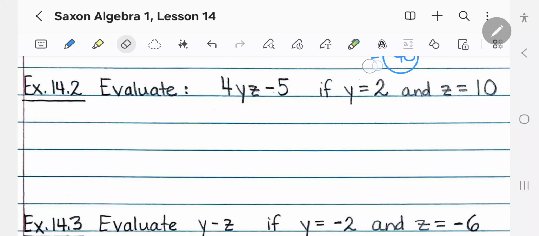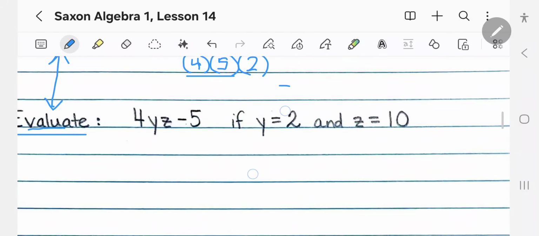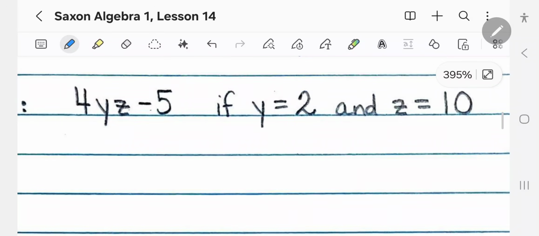14.2 says that we have this expression, and it says evaluate. Okay, that just means exactly the same thing as find the value of, but they're going to start using that. It's a little shorter for them to write, right? It just means find the value of. And we've got 4yz minus 5 if y is equal to 2 and z is equal to 10.